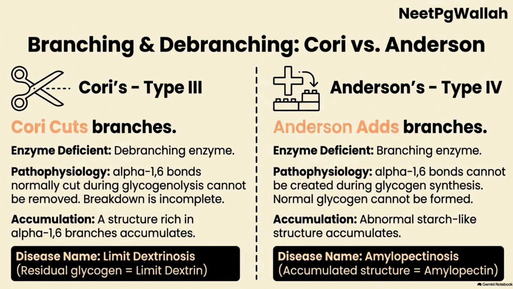On the flip side, Anderson's type 4 is a synthesis failure. Anderson adds branches. The branching enzyme is deficient, so those alpha-1,6 bonds can't be created during synthesis. Normal glycogen can't be formed, and instead an abnormal starch-like structure called amylopectin accumulates, making Anderson's known as amylopectinosis. Cori cuts, Anderson adds.